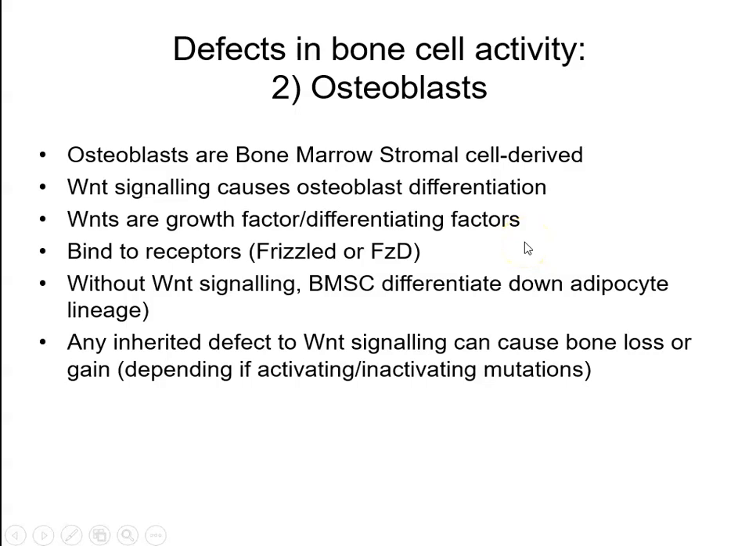There are loads of different Wnts, and there are loads of different Wnt receptors, and this is one of the many stem cell signalling pathways that control cellular differentiation. So without Wnt signalling, the bone marrow stromal cells go down the adipocyte lineage, which is the fat type cells, and you see this in old patients, so their bone marrows are what we say have fatty marrow, whereas younger patients tend to have very little adipocyte formation. So any defect in the Wnt signalling pathway can cause either bone loss or bone gain, depending on whether that defect is an activating or an inactivating mutation.